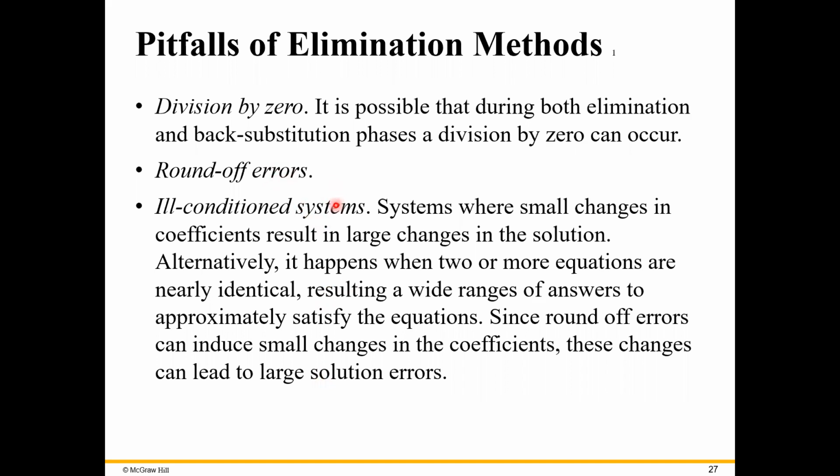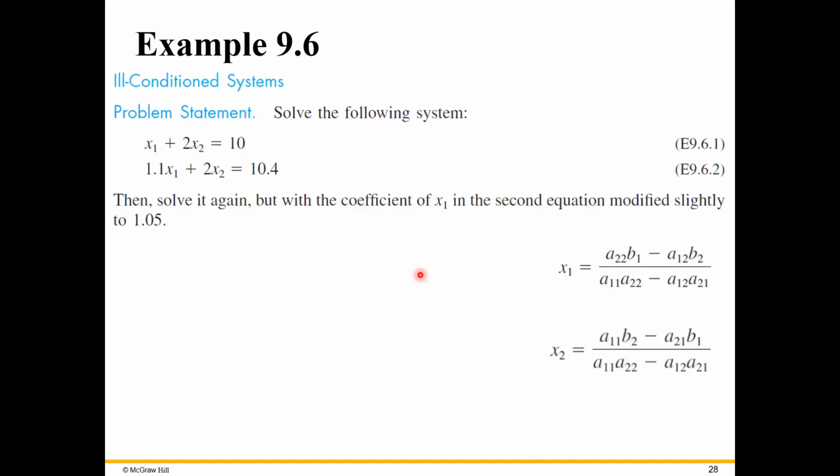So you can see that, combined with the previous round-off errors, if there is any small change in the coefficients of the equations, as the result of those small changes there will be a large change in the solution of the system. Such a system is called an ill-conditioned system. This we can see with the help of this example on ill-conditioned systems.